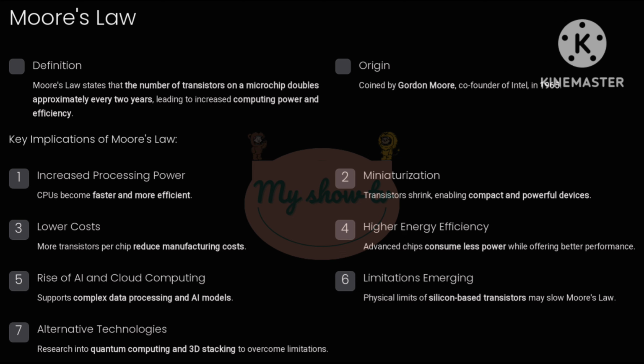Example: in 1971, Intel's 4004 processor had only 2300 transistors. Today, chips like the Apple M2 have tens of billions of transistors, offering incredible performance. Significance. Moore's law has been the driving force behind technological advancements, enabling faster, smaller, and more efficient computing devices. However, as physical limits approach, new computing paradigms are emerging.